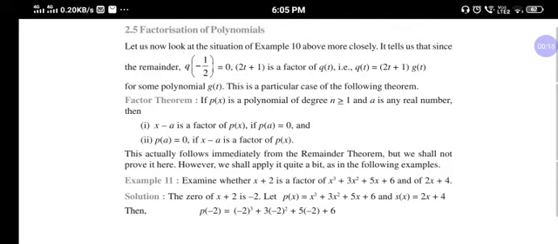We learn the factor theorem. If p of x is a polynomial of degree n greater than or equal to 1, and a is any real number, then x minus a is a factor of p of x if p of a is equal to 0, and p of a is equal to 0 if x minus a is a factor of p of x.